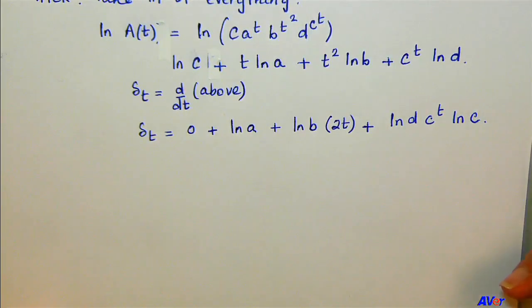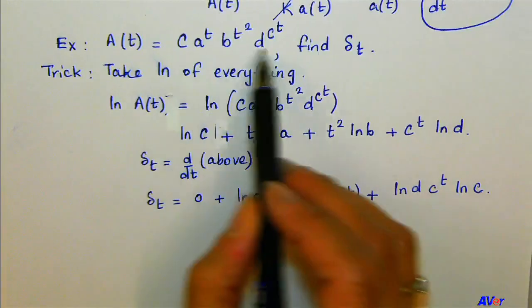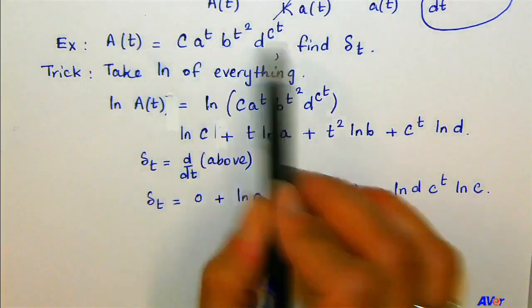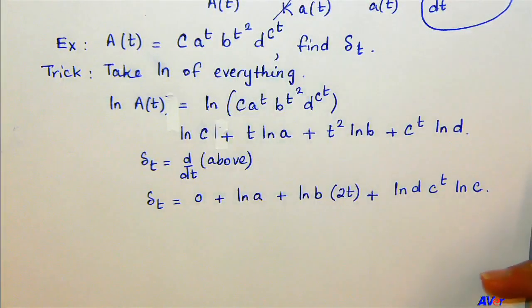So look how easy it was when we first took the ln of everything and then took the derivative, as opposed to doing the other formula, which is a prime of t over a of t, which would have been more painful because of all this. I would have had all these product rules here, and that's painful.